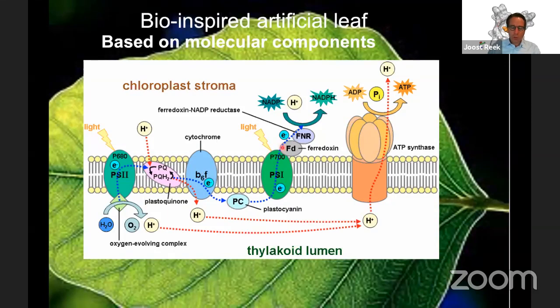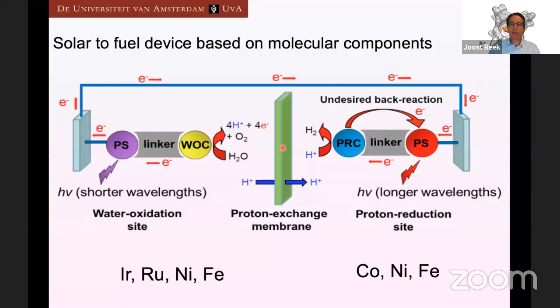And whereas the overall efficiency is not so high, the individual processes in nature are very, very efficient, and you can use them as a source of inspiration. And if you translate this into a synthetic system, then you generate a solar fuel device based on molecular components. So you need a photosensitizer, a linker, a water oxidation catalyst to convert water into oxygen, protons, and electrons. And on the other electrode, you need a photosensitizer and a proton reduction catalyst to reduce protons to hydrogen. That should be well connected via a wire and via a proton exchange membrane.